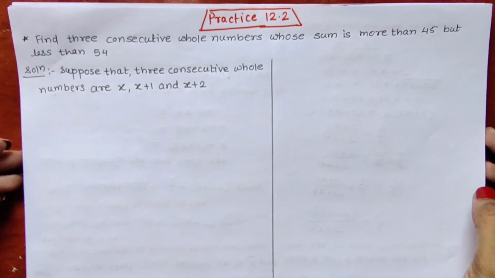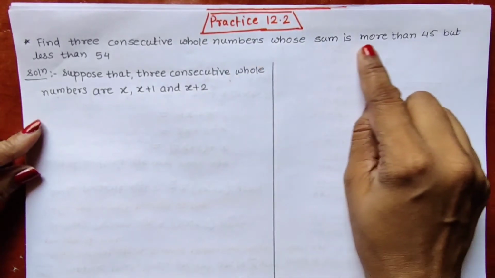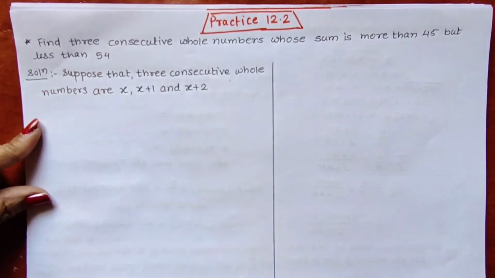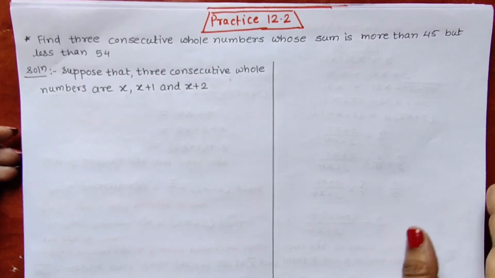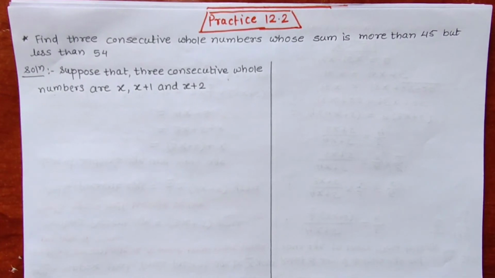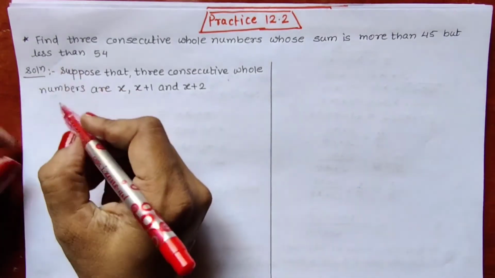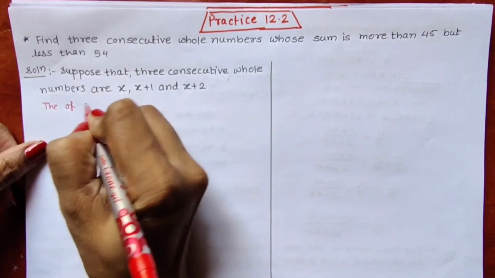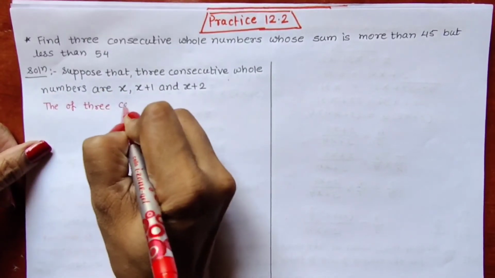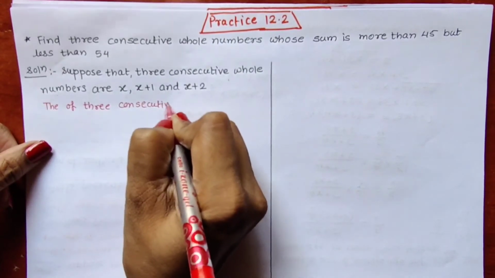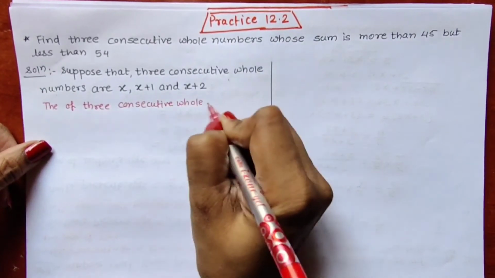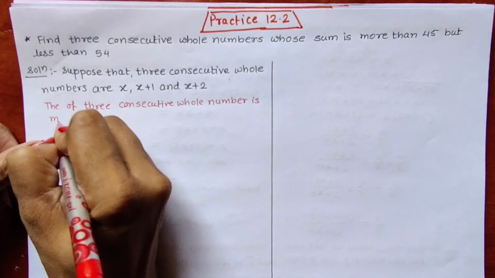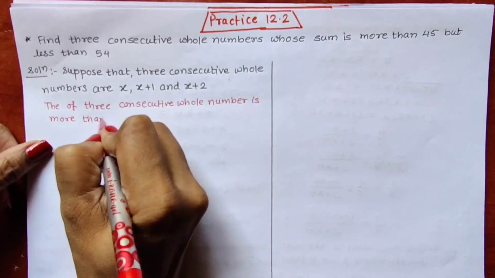Now see what is the condition given in the question. Whose sum is more than 45. First condition is their sum is more than 45 and their sum is less than 54. So we will be using both these conditions and we will find out the numbers. So from the first condition, the sum of 3 consecutive whole numbers is more than 45.